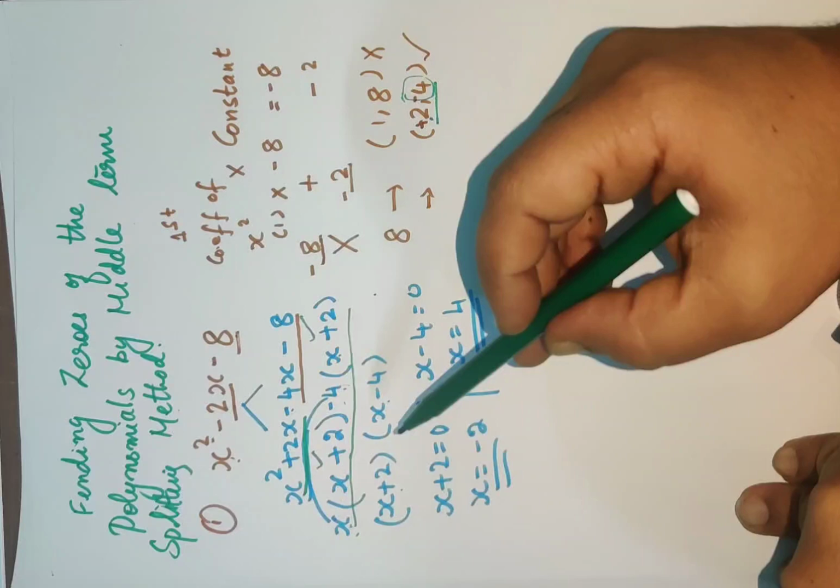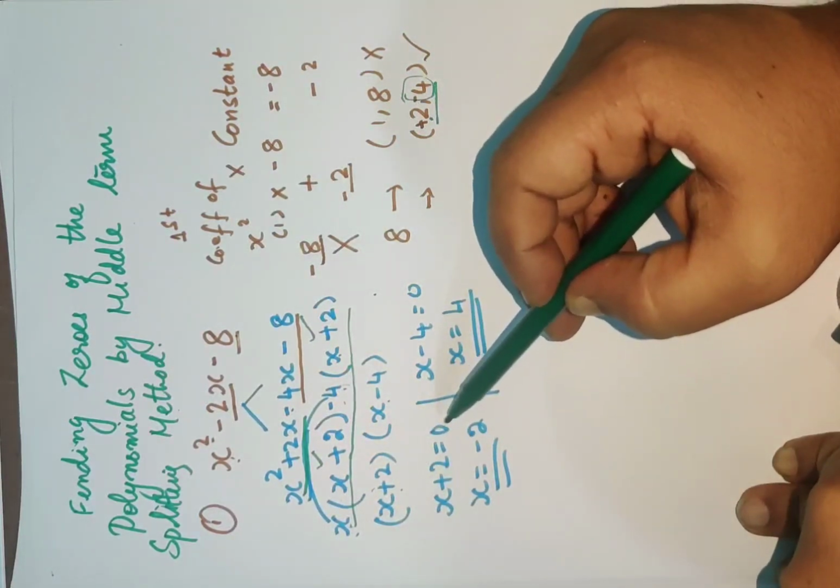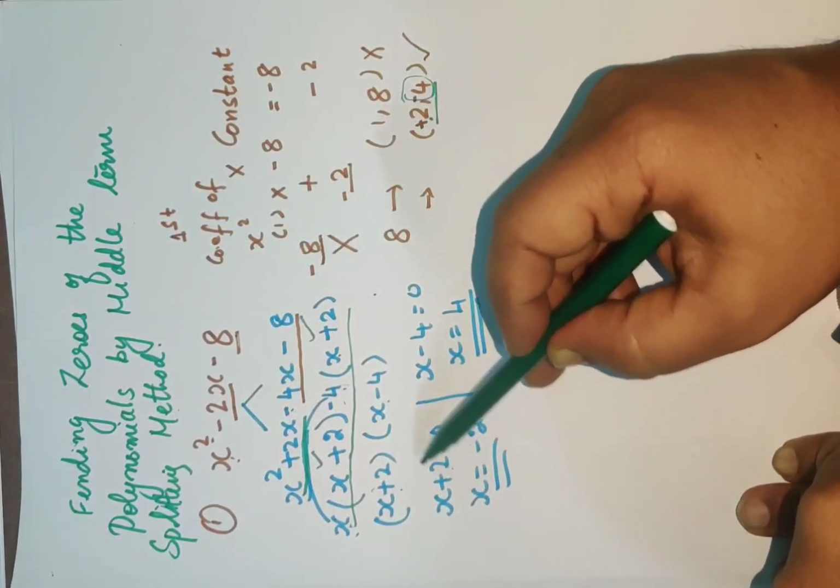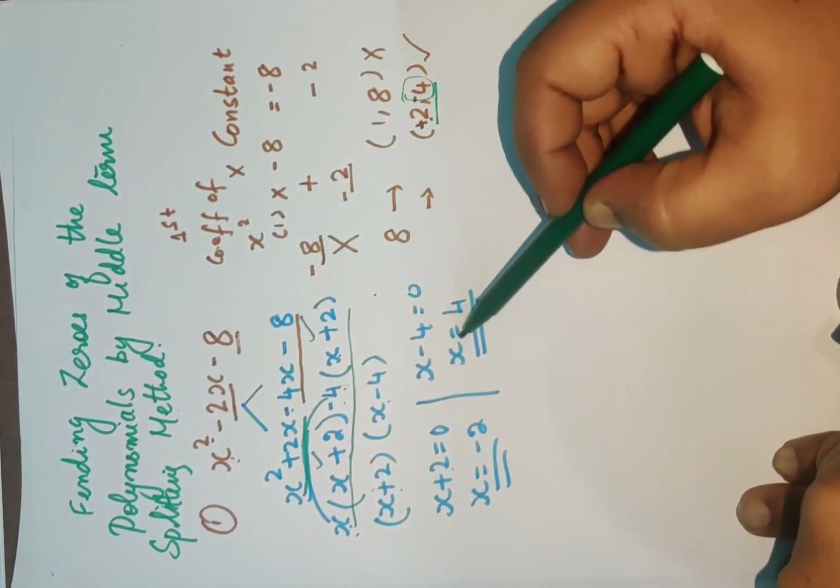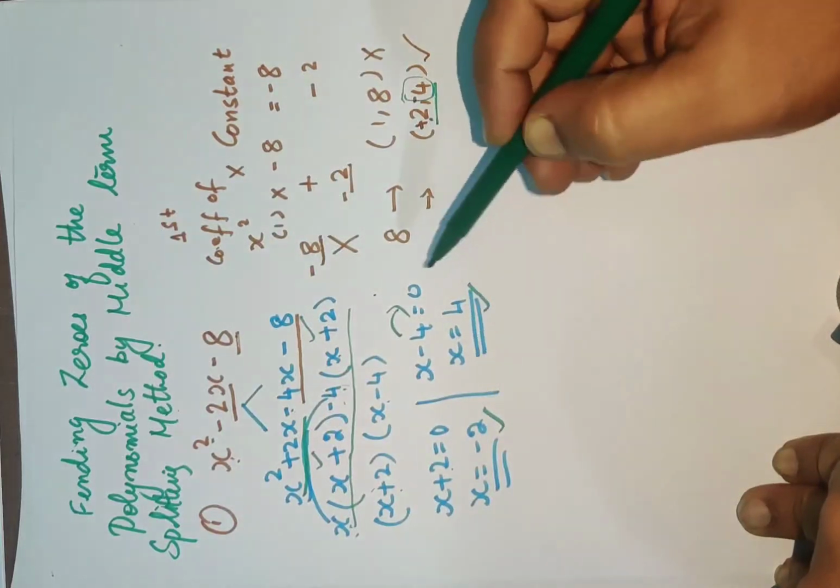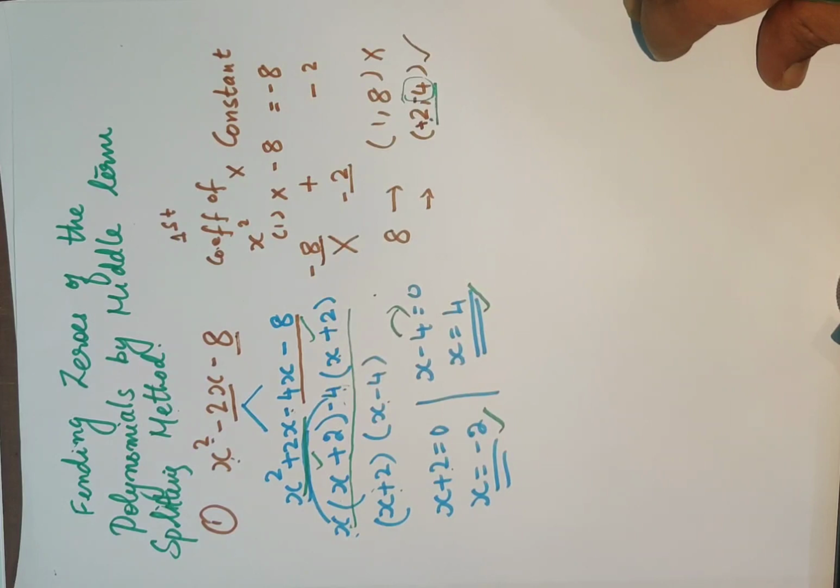Then we are finding the zeros, right? We have to equate the given factor to 0, then only we can find the zeros of the polynomial. x plus 2 equal to 0, x is equal to minus 2, since when plus 2 goes to that side it becomes minus 2. And here x minus 4 equal to 0, x is equal to 4, since when minus 4 goes to that side it becomes plus 4. So these two answers are the zeros of the given polynomial x square minus 2x minus 8.